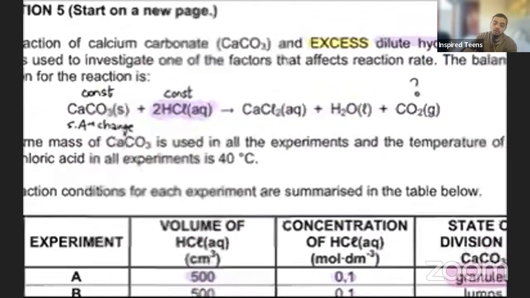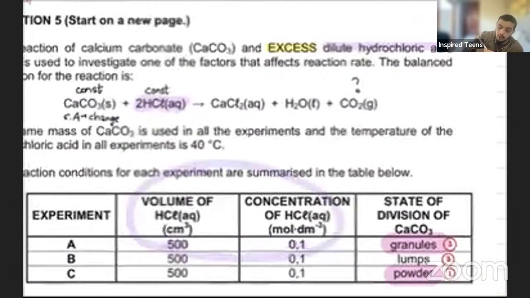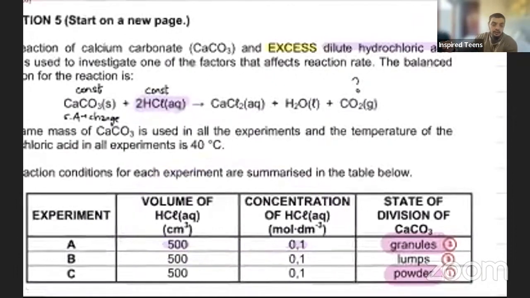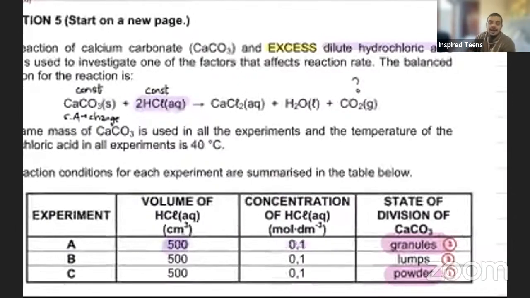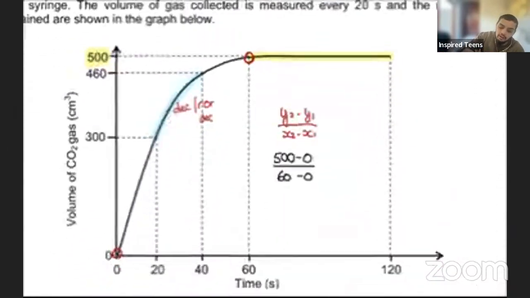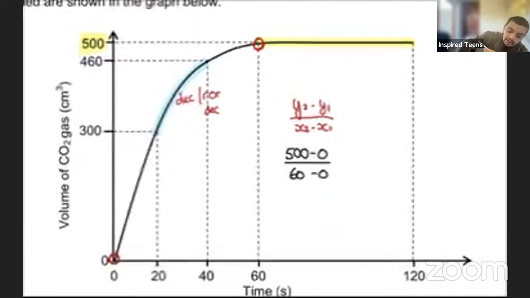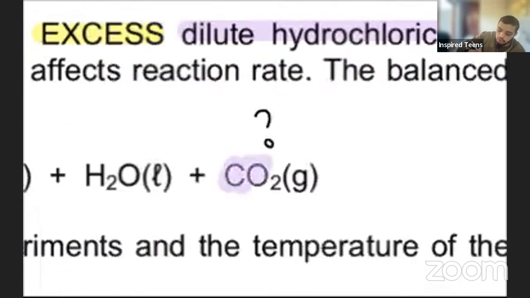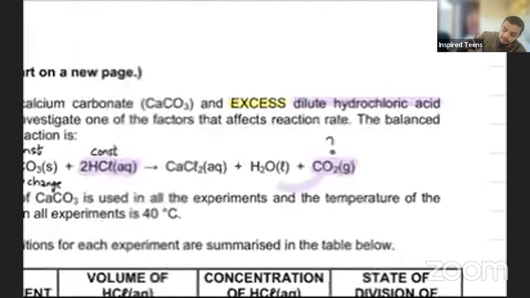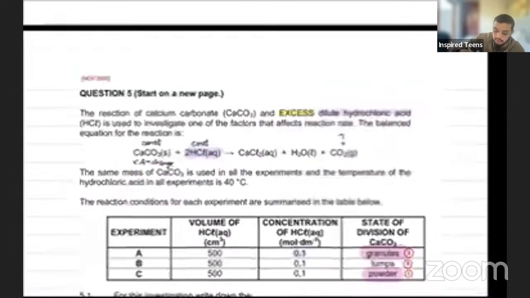So that's why I cannot use these values of HCl right now, because it is in excess. I don't know how much of this 500 centimeters cubed actually reacted. So I turn to the graph, because the graph tells me how much CO2 actually formed. If I can convert that into moles, I get the moles of CO2, and then I can convert it to the other moles using the molar ratio across this chemical equation.